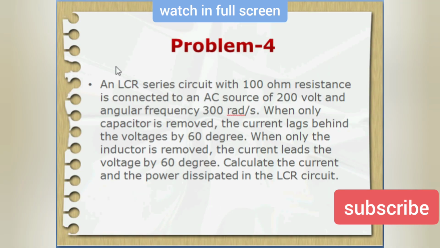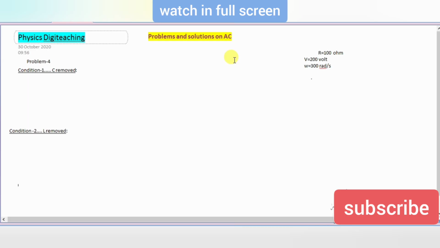Next problem. An LCR series circuit with 100 ohm resistance is connected to an AC source of 200 volt and angular frequency 300 radian per second. When only the capacitor is removed, the current lags behind the voltage by 60 degree. When only the inductor is removed, the current leads the voltage by 60 degree. Calculate the current and the power dissipated in the LCR circuit.